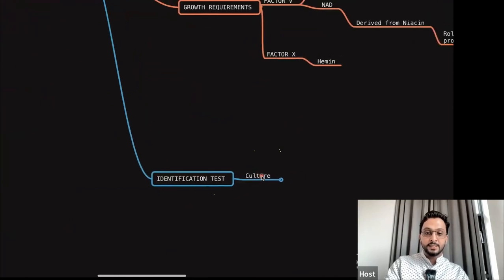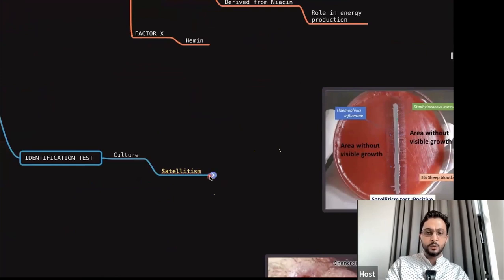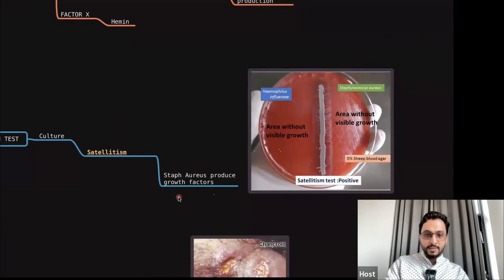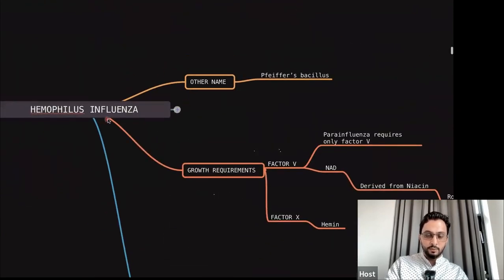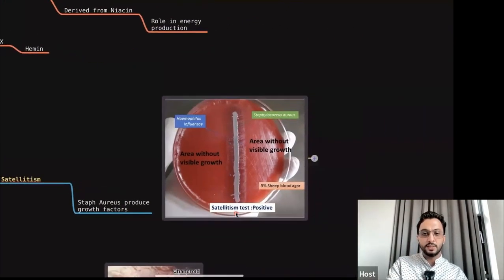Now, the identification test, a very important test. You culture them and you get what is known as satellitism. It's again related to your growth factors. That is Staph aureus, which we studied in our lecture. Staphylococcus aureus produces factor 5 and factor 10. So Haemophilus influenzae depends on Staphylococcus aureus to grow, getting it from somewhere else. That's called satellitism. Satellites get their range or radiation from other places, so it's that kind of thing. You can see this picture there.